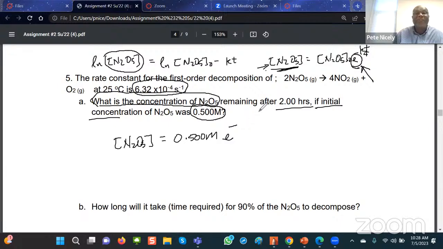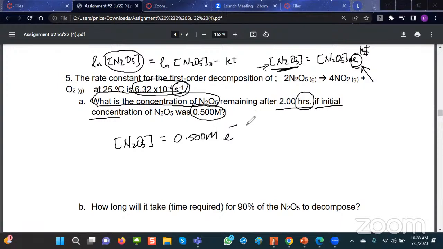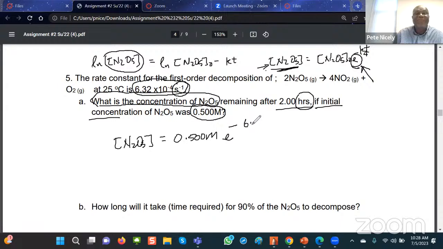Now, one thing I need to point out here, and this is kind of like a trick part of the question. They gave the time in hours, but here the units of K is seconds to the minus 1. So what do you think we need to do as far as that part is concerned? You have to convert it to 7200 seconds. Okay, so the 6.32 times 10 to the minus 4 seconds to the minus 1 multiplied by the 2 hours. And as you correctly said, you need to convert that to seconds, right? So the relationship between the seconds and the hours unit would be 3600 seconds for 1 hour.